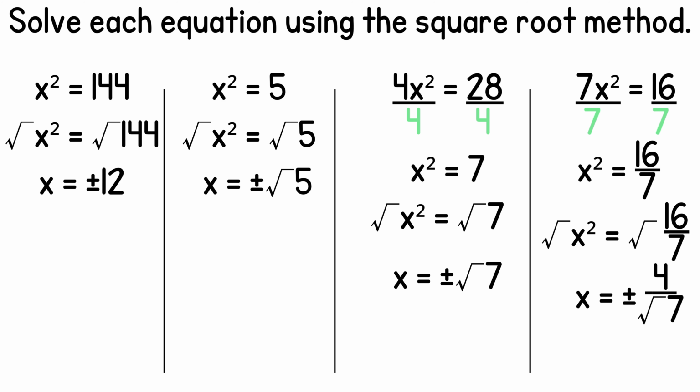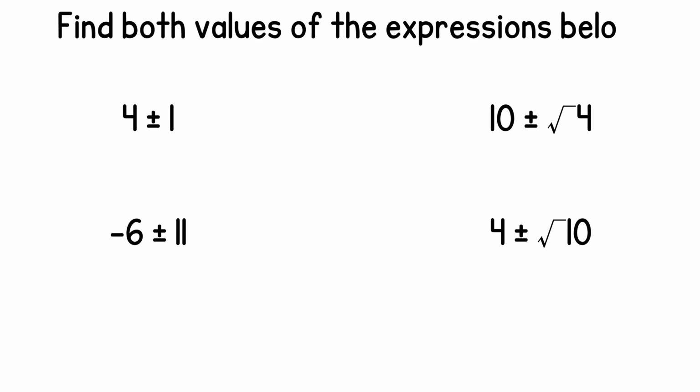Now let's look at another example. We're going to find both values of the expressions below. So if we have 4 plus or minus 1, we'll have two expressions of 4 plus 1 and 4 minus 1.